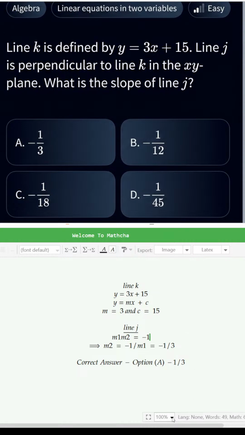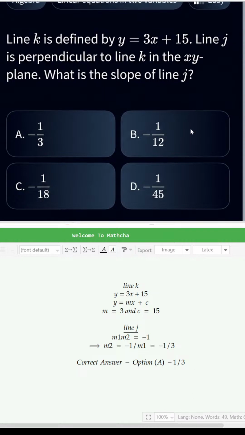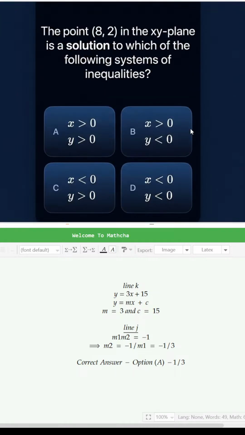Okay, now let us go to the next question. Here is the next question. This says that the point 8 comma 2 in the xy plane is a solution to which of the following systems of inequalities. So we have to find the system of inequalities which this point correctly satisfies.